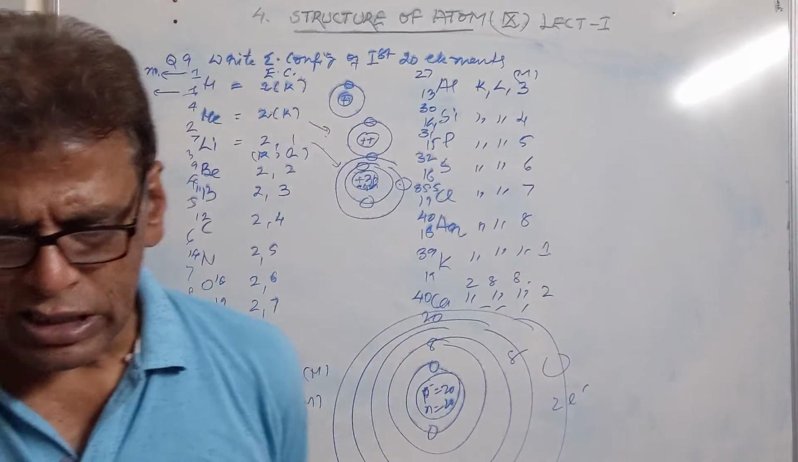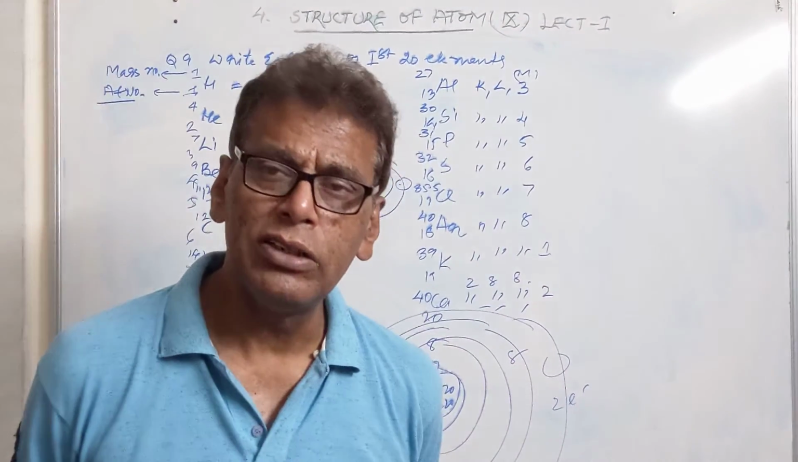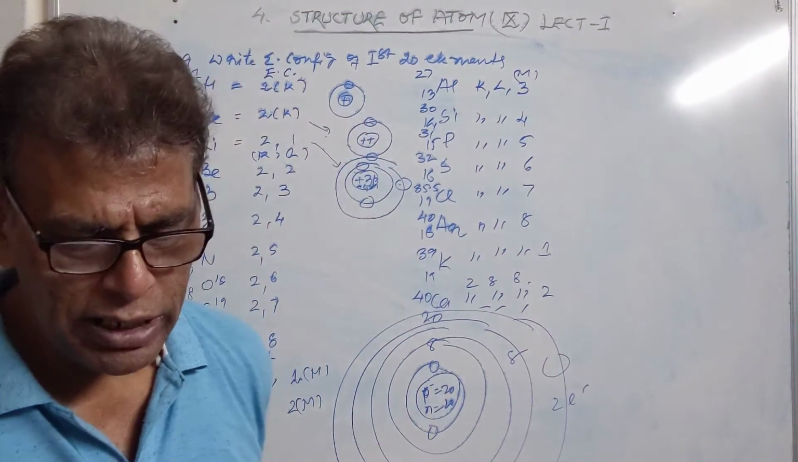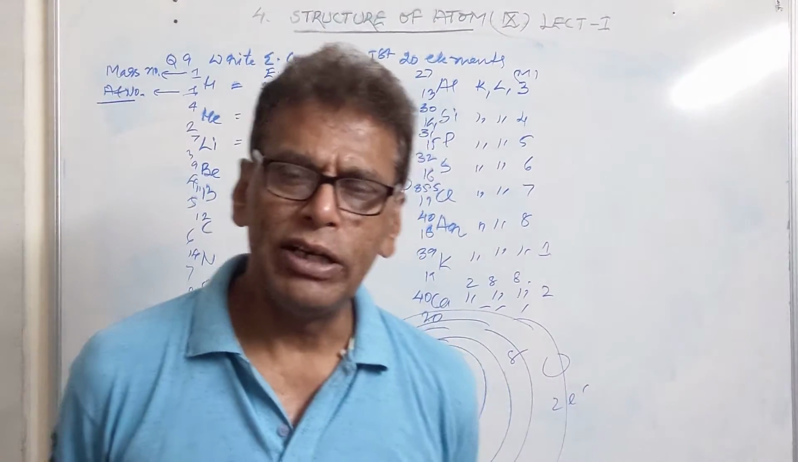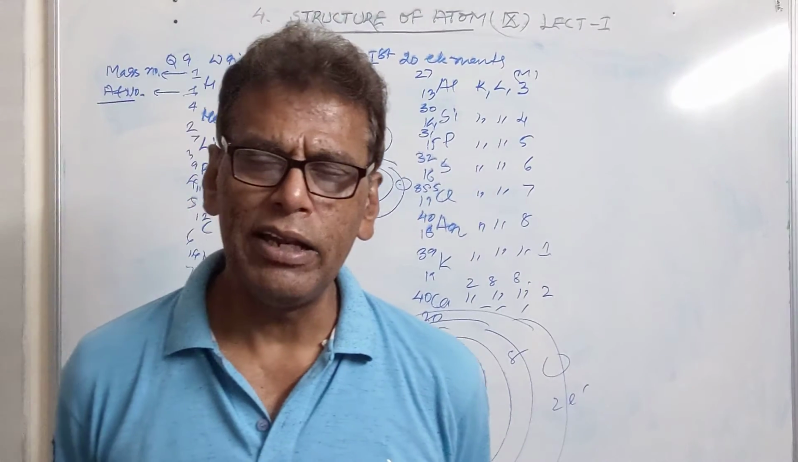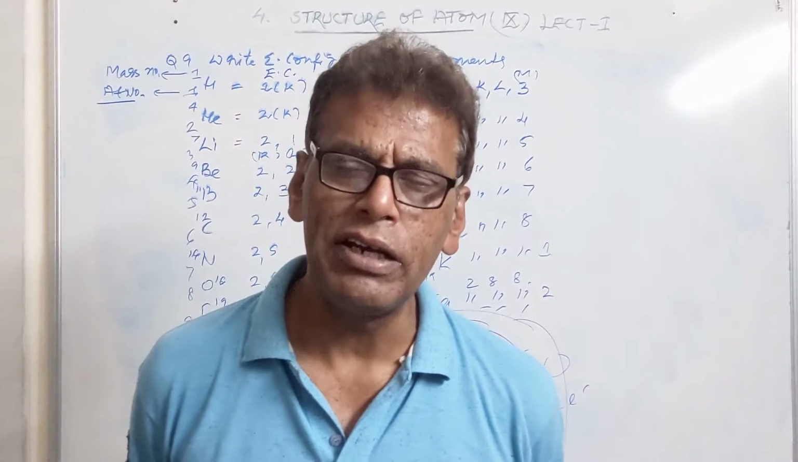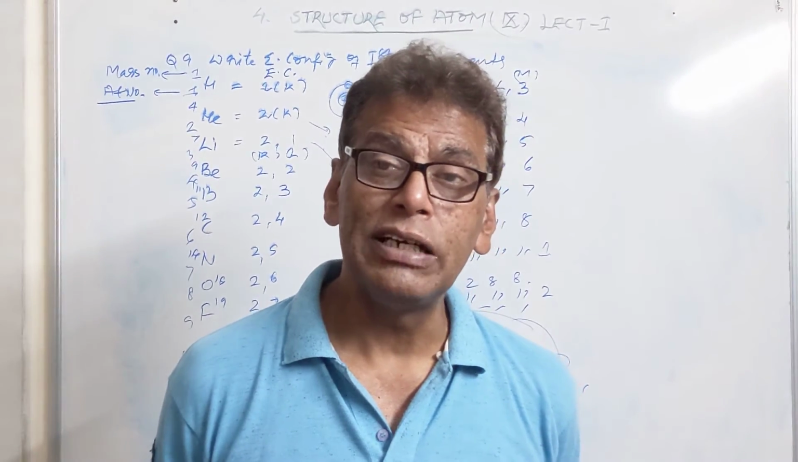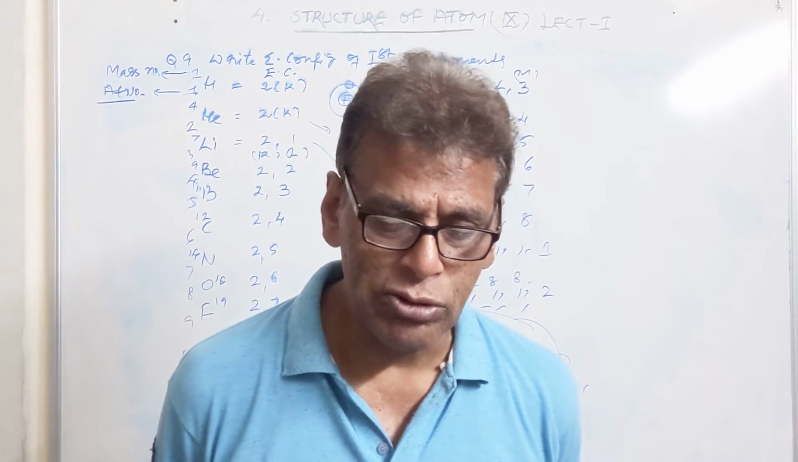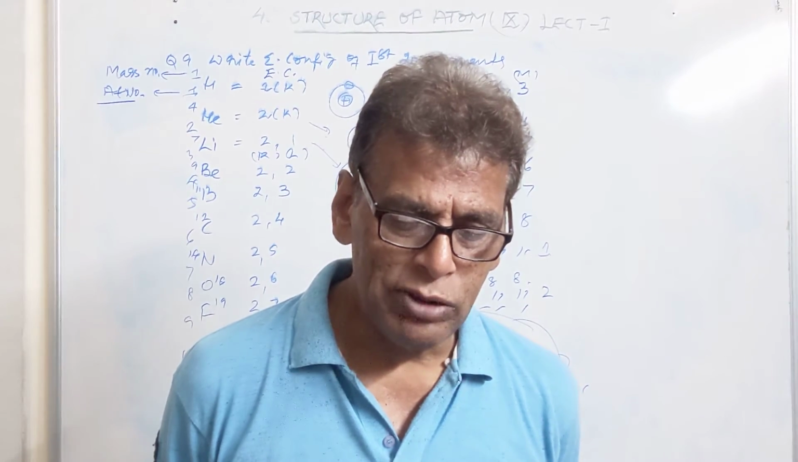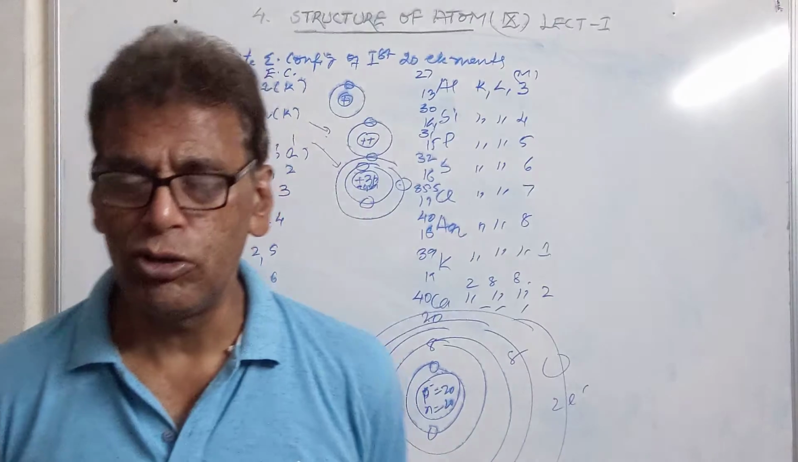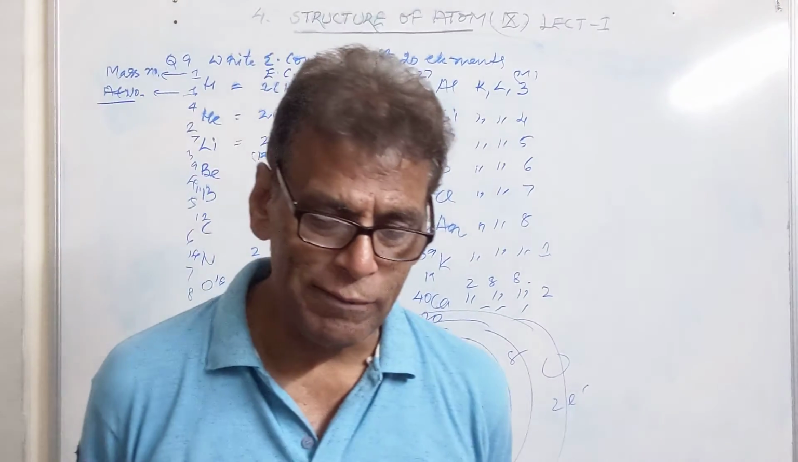Now let us revise some of the points. What is the mass of electron? It is 9.1 into 10 raised to power minus 31 kilogram. And what is the charge on electron? It is minus 1.602 into 10 raised to power minus 19 coulomb. Then the mass of proton is 1.67 into 10 raised to power minus 27 kilogram. Then the charge on proton is unit positive, plus 1.602 into 10 raised to power minus 19 coulomb.